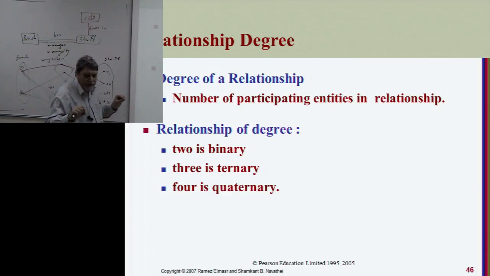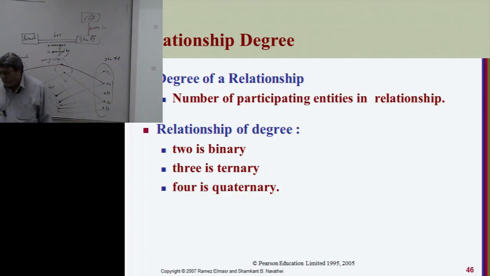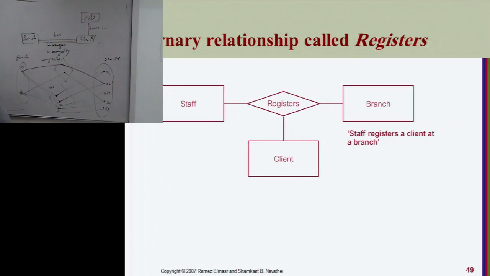Not for all degrees of relationships, but only the binary. We use a different symbol. We are going to use the rhombus.